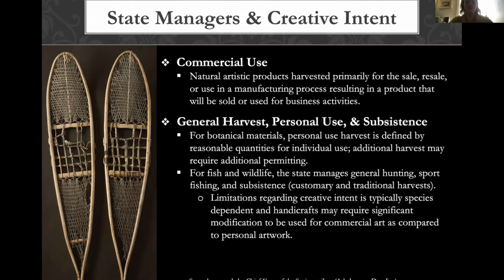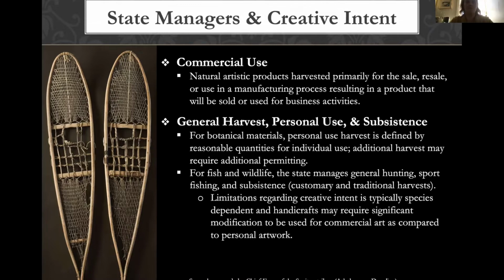Fish and wildlife, the state manages general hunting, sport fishing, and subsistence. Now, when you're going in and harvesting fish and wildlife, they bin you into those general sections. So you have the general hunt, the sport fishing, and the general subsistence. And that includes customary and traditional harvest. The limitation regarding the creative intent then is basically species dependent. So the handicrafts may require significant modifications for commercial artists compared to personal artwork based on the individual species.